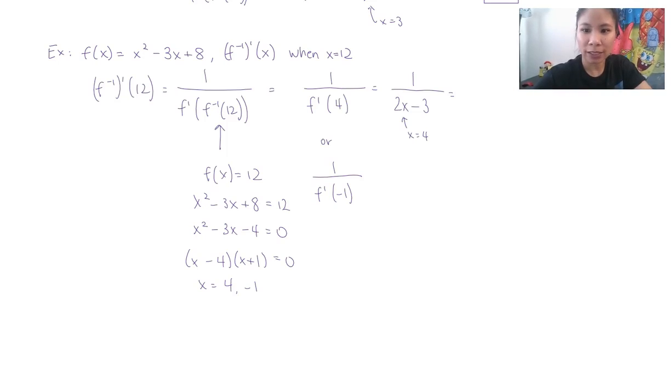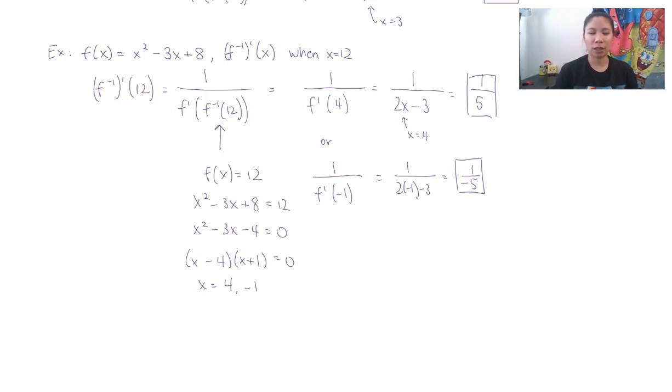So when I plug in x equals 4, I end up with 1 over 8 minus 3, which is 1 over 5. And if I plug in negative 1, I end up with 1 over negative 5. So those are going to be my two answers, 1 over 5 and negative 1 over 5. And it's not always just going to be one is the negative version of the other. It's just coincidental here. All right, so next I want to talk about derivatives of inverse trig functions.